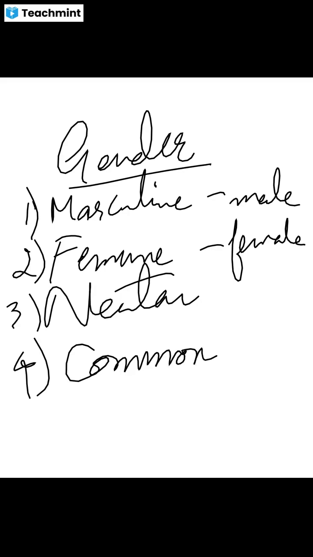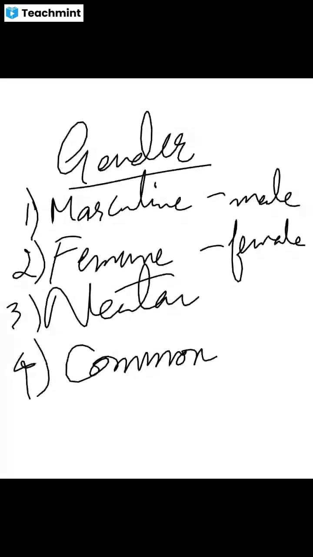Now tell me, masculine, feminine, we know, being a male, being a female. In English, there are some words which will tell you whether the word is male or female, whether the subject is masculine or feminine. So we know these two genders very well. But what about neuter and common? You're going to remember this point now. Masculine and feminine, we know, but what about neuter?